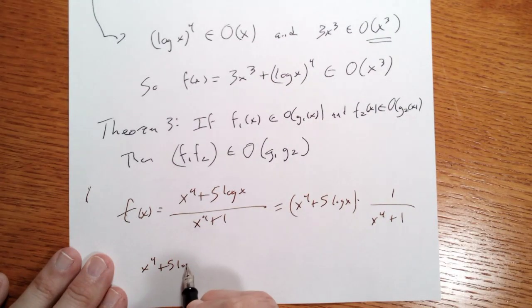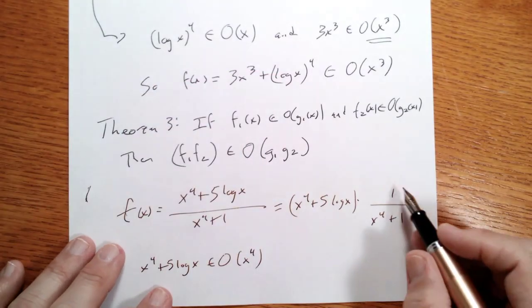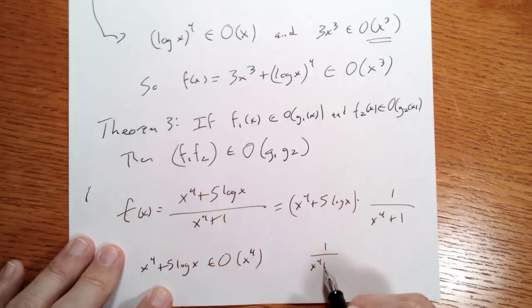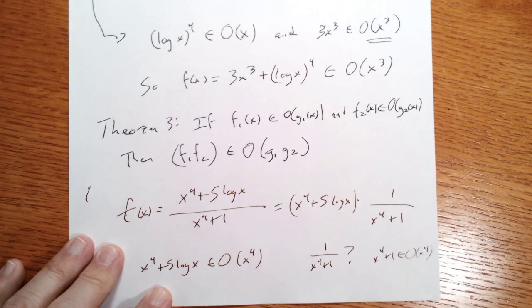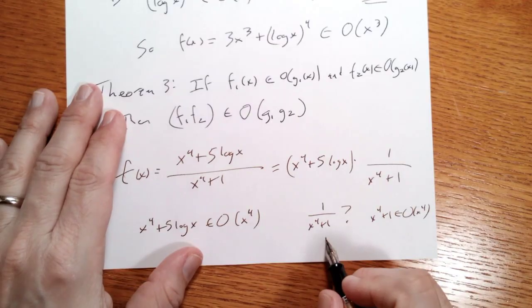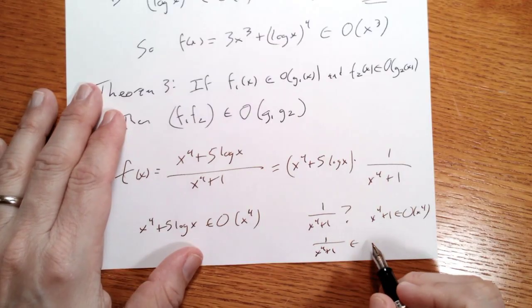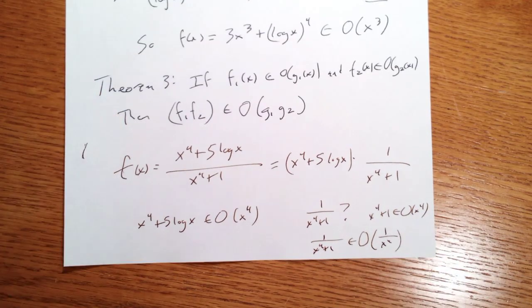x to the fourth plus 5 log x, just as our previous one. I hope it is clear when I say that is big O of x to the fourth, because the 5 log x is too small, like it was up here, to contribute anything. What about the 1 over x to the fourth plus 1? Well, x to the fourth plus 1 is big O of x to the fourth, which means 1 over that will also be 1 over x to the fourth. Or if you'd rather, you could write that as x to the negative fourth.